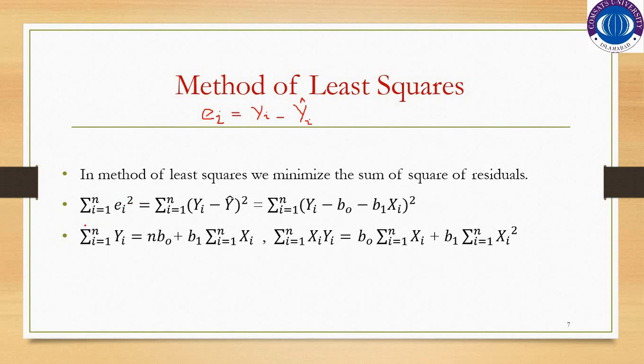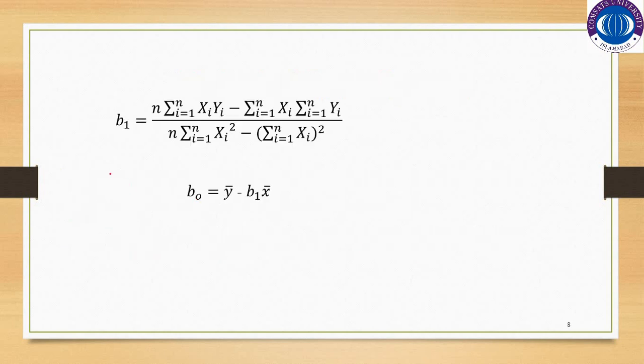We minimize it by differentiating with respect to the unknown parameters. First we differentiate the summation ei square with respect to b0 and equate it to 0, and then again differentiate it with respect to b1 and equate it to 0. As a result we get these two normal equations: two equations, two unknowns. By simplifying this, we will get the values of b1 and b0.